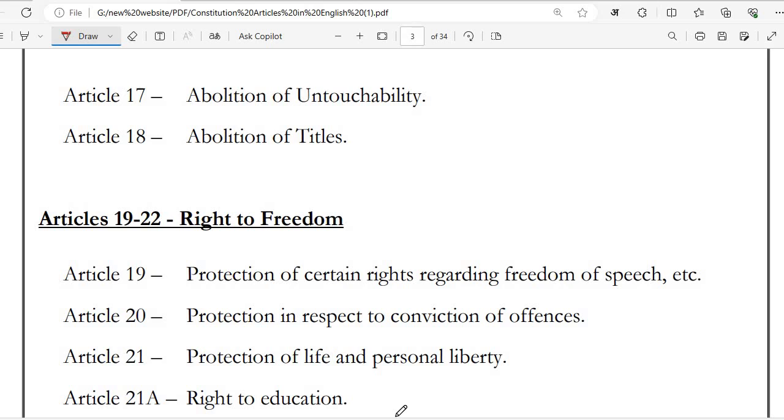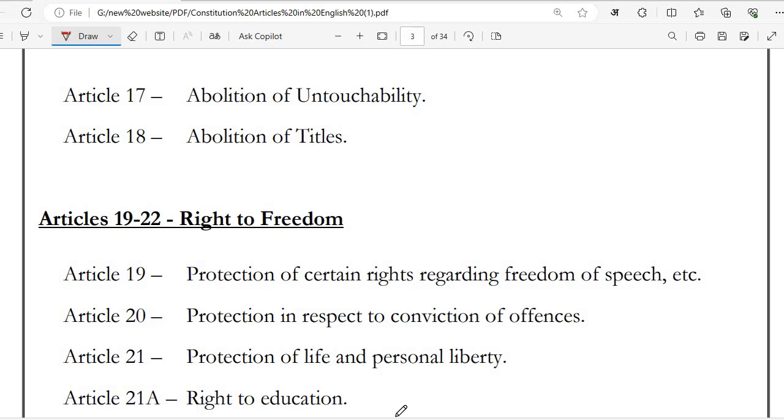Article 18, abolition of titles. Titles were specific privileges granted by the British government to Indians, like Rai Bahadur and Sir knighthood, and basically these titles were creating discrimination among Indian persons, and that's why under this article these have been abolished. But different types of awards like the Bharat Ratna Award, Rajiv Gandhi Khel Ratna, Gyan Peeth Award, and the Padma Awards are allowed because these are not titles, simply awards.